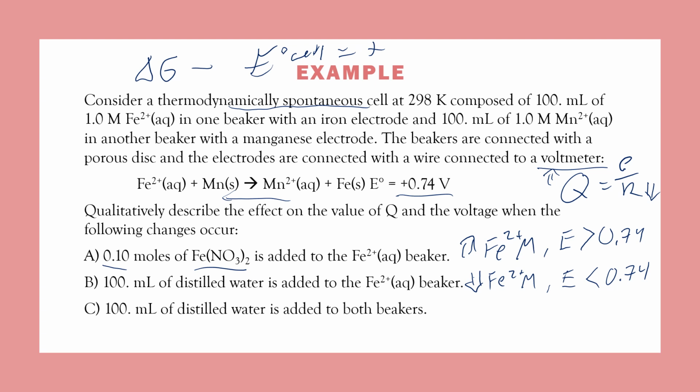Finally, if 100 milliliters of distilled water is added to both beakers, there will be no change. Again, because it's products over reactants, it will decrease both the manganese 2+ ions and the iron 2+ ions. But Q is products over reactants, so both of those will decrease, but because you're adding the same amount of water to both, it's going to decrease by the same proportion. So Q will stay the same, and there will be no change in Q, and there would therefore be no change in the cell potential. It's 0.74.